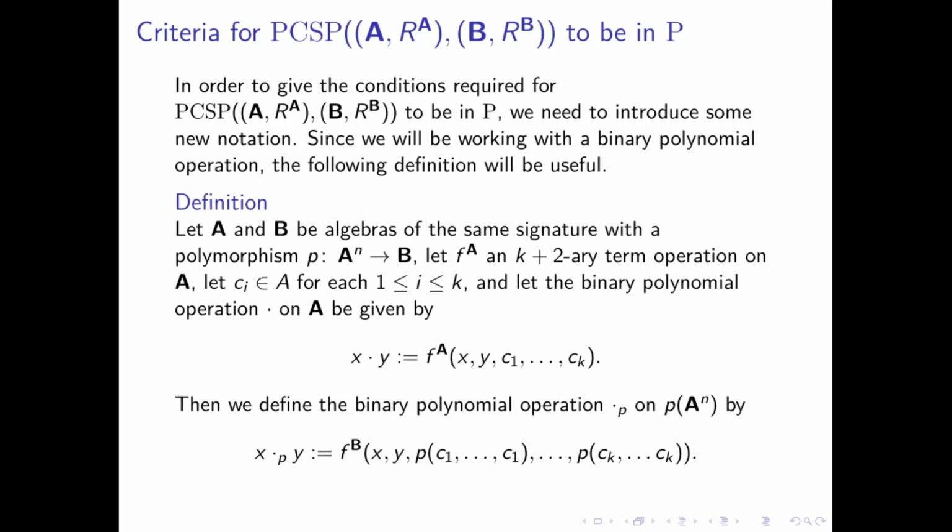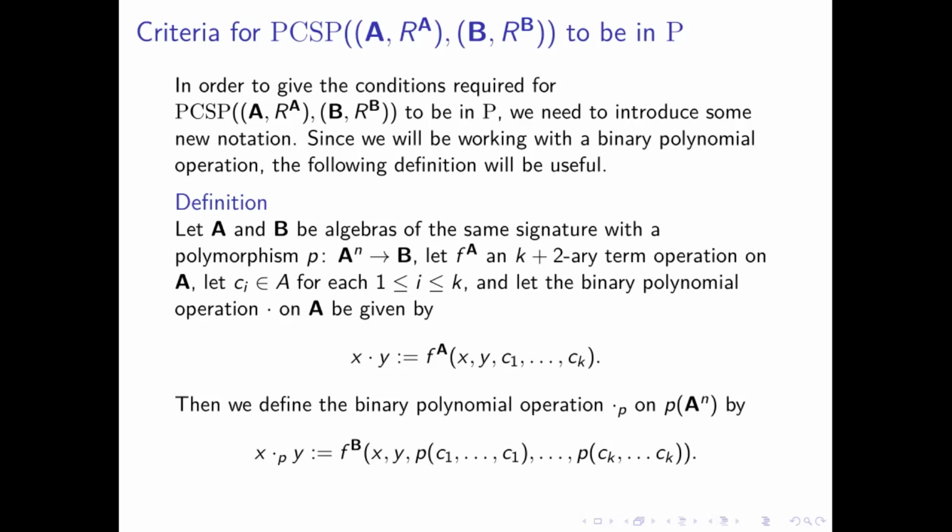Because in the proof of the result, there's a lot of work involving the polymorphism P in this case, and how that interacts with the binary polynomial operation. In the case where the operation is, again, just a basic operation of the algebra, like in a monoid, that basic operation just commutes with any polymorphism P. But with a polynomial operation, this definition here is useful to make notation a little bit more manageable.